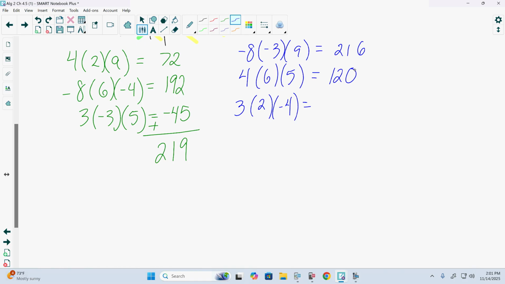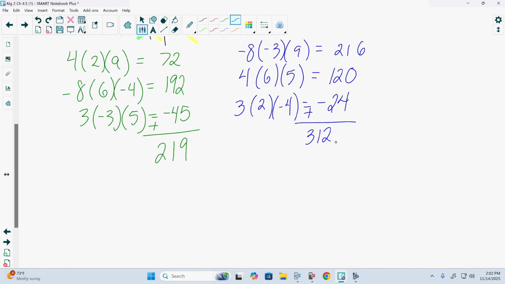And lastly, 3 times 2 times negative 4. 3 times 2 is 6, times negative 4 would be negative 24. Negative 8. Or 12. So we feel comfortable in how we got these two numbers, yes?